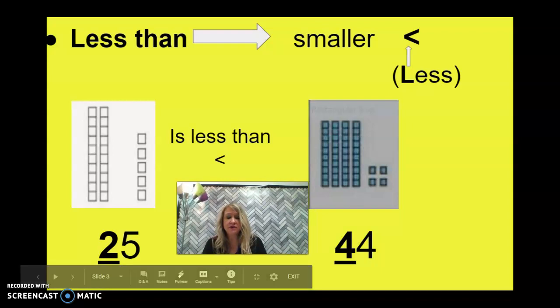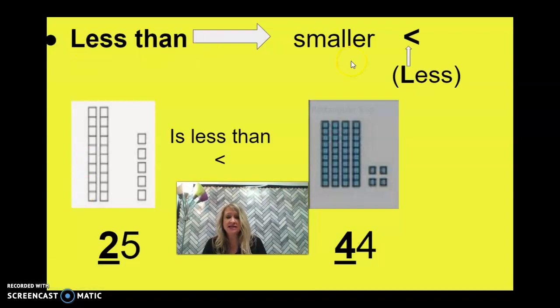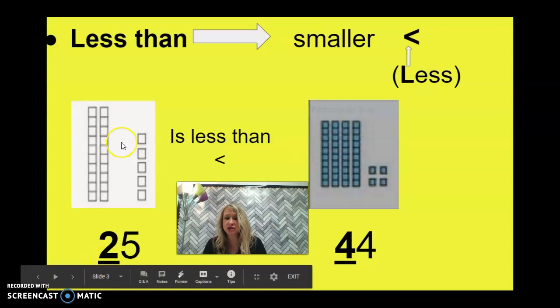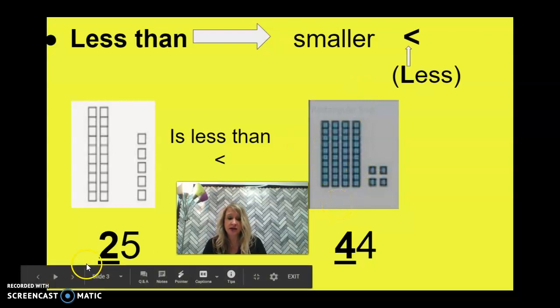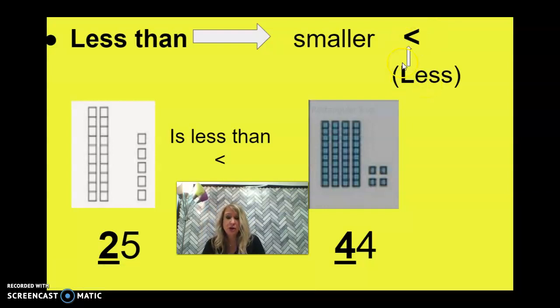Same thing if we flipped them. 25 is less than 44. Less than means smaller. 25 is less than 44 because 25 only has 2 tens, which is 20. And 44 has 4 tens, which is 40. And 20 is less than 40. Remember that little symbol for smaller than? Kind of looks like a sideways L.